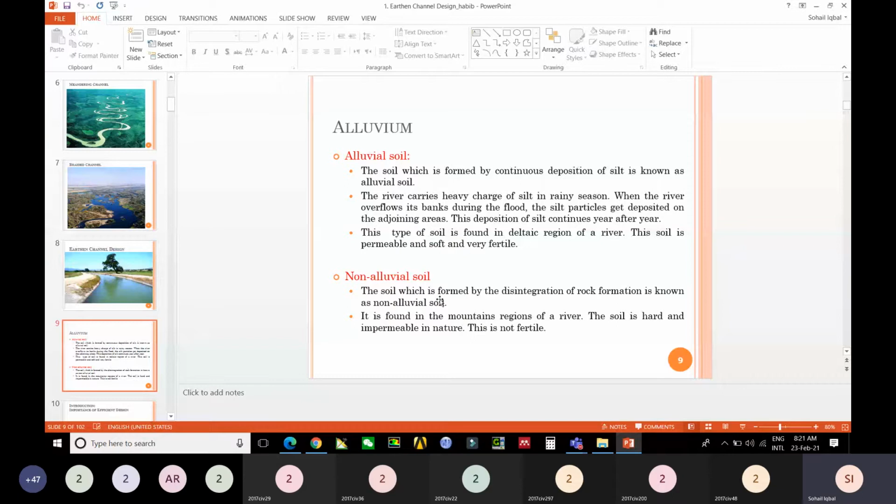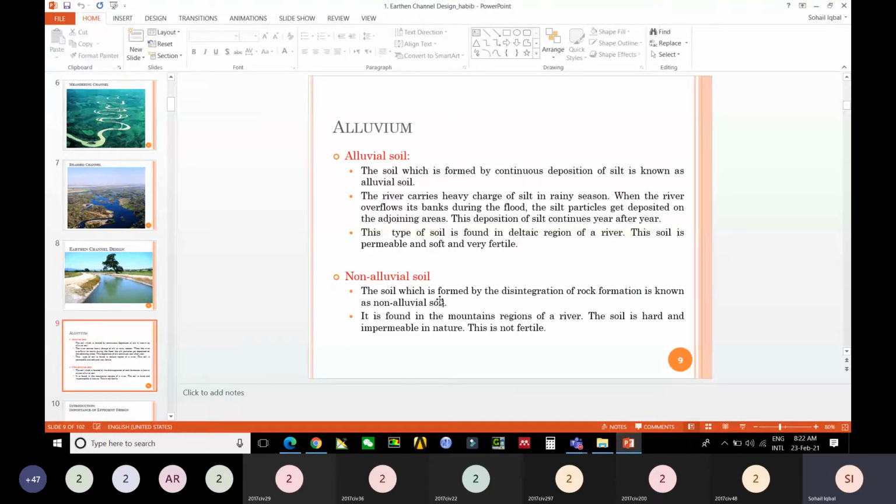The soil which is formed by continuous deposition of silt is known as alluvial soil. Just like rivers, where floods are generated, especially in hilly areas and open land areas, the floods carry a huge amount of silt in the form of suspended particles. Where the velocity reduces, those suspended particles will start to accumulate.